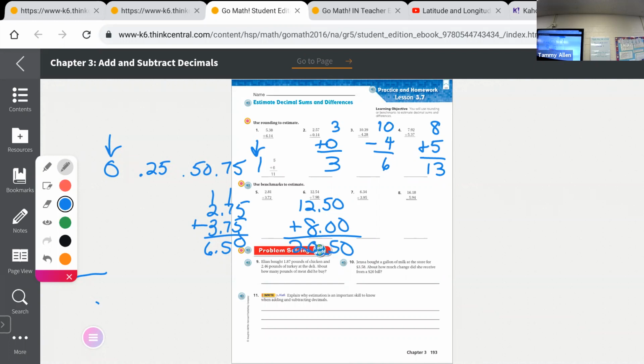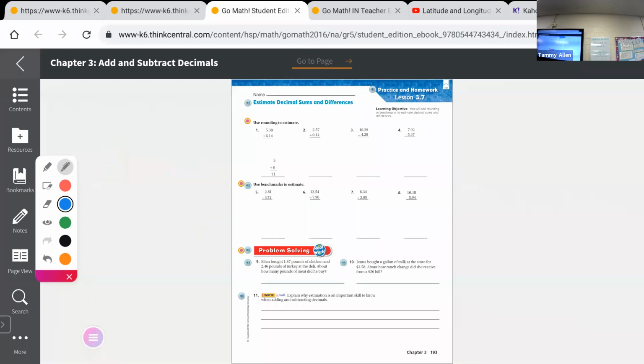Number 7. I went through the board. 6 and 2500s. 4 and 000s. There we go. Gives us 10 and 2500s. There we go. And how about number 8?